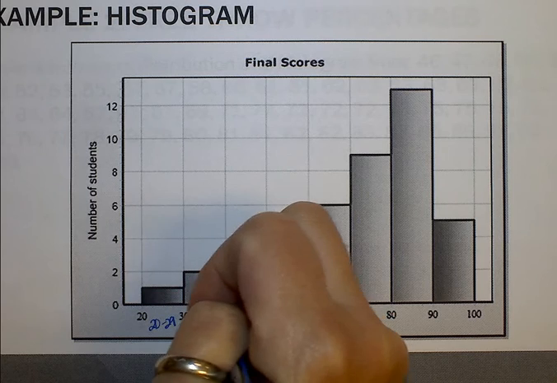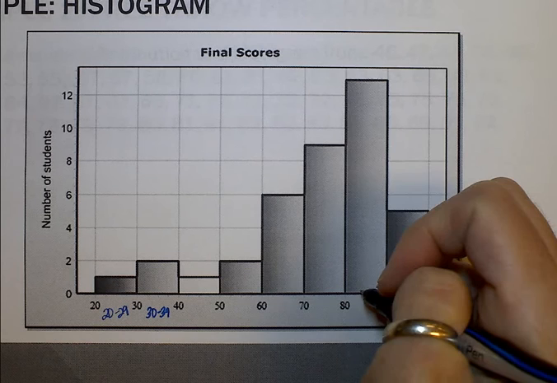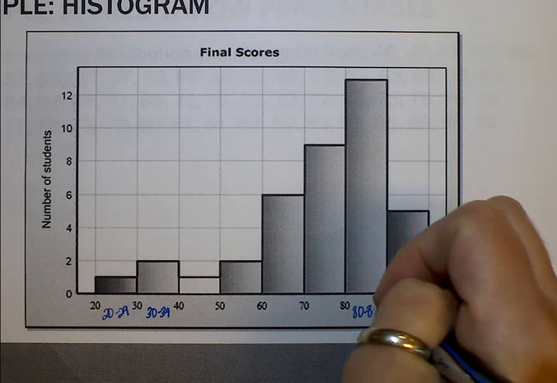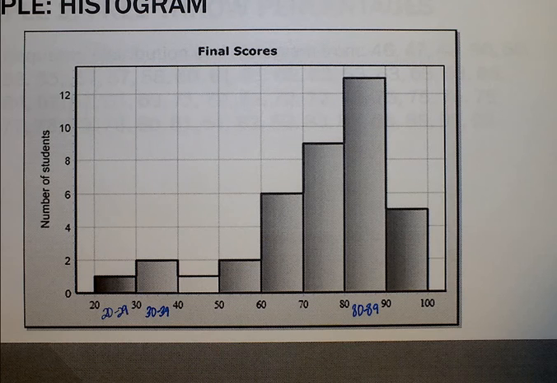And if we went over here, it looks like most students, the most students occurred here between 80 and 89. Okay, and it looks like we have 13 students that scored between 80 and 89.